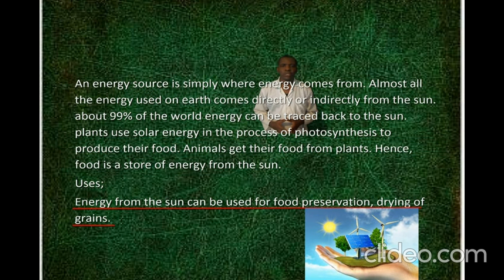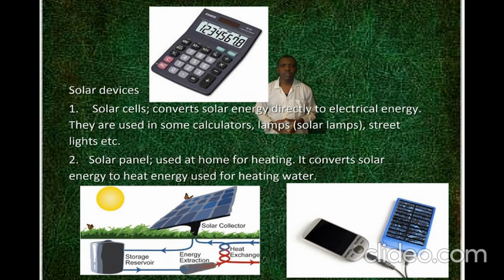Uses of energy. Energy from the sun can be used for food preservation and drying of grains. Solar devices. Solar cells convert solar energy directly to electrical energy. They are used in some calculators, lamps, street lights, etc. Solar panels, used at home for heating, convert solar energy to heat energy used for heating water.